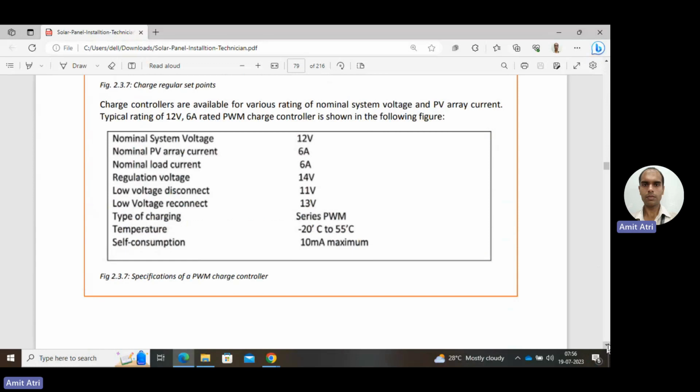So the common ratings specified for a charger are, for example, system voltage 12 volt, PV array current 6 ampere. This is in reference to a PWM controller. Nominal load current 6 ampere, regulation voltage 14 volt; all of these parameters are specified. Low voltage disconnect is 11 volt. Then low voltage reconnect is 13 volt. So this is the hysteresis between 11 and 13. Type of charging: series PWM, which we are studying. Temperature range minus 20 to 55 degrees Celsius, and self consumption is 10 milliampere maximum.